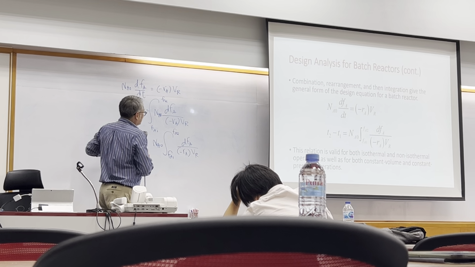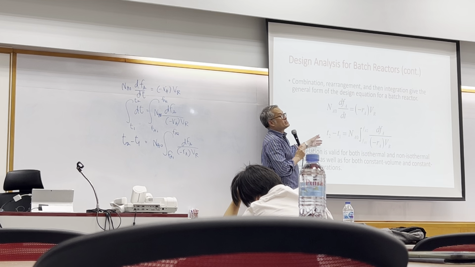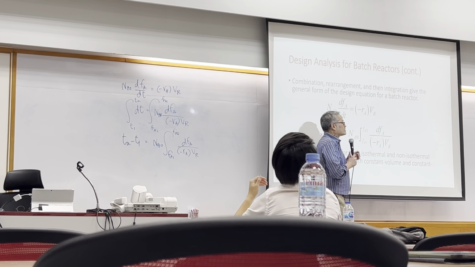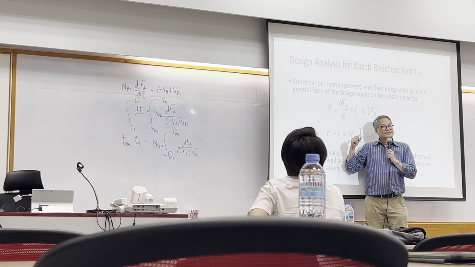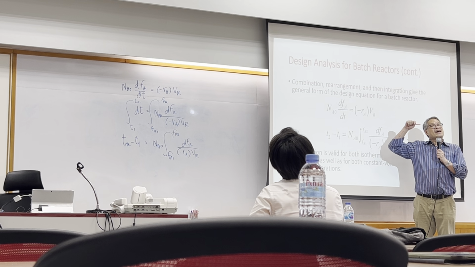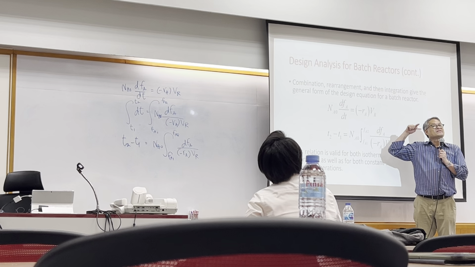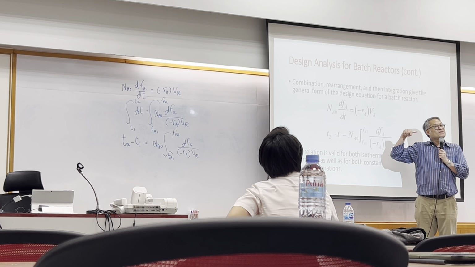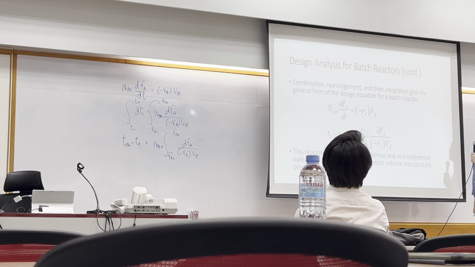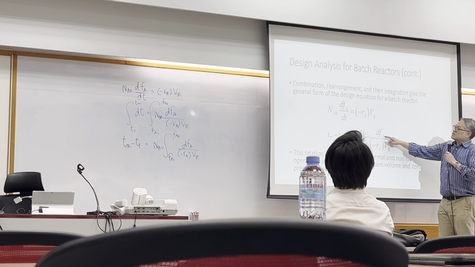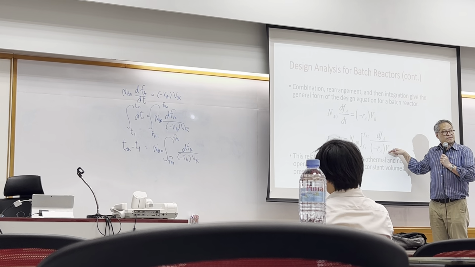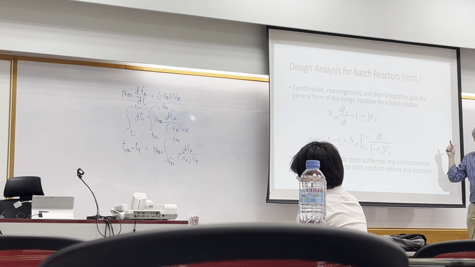Okay, so this would be the general design equation for the batch reactor. For batch reactor, we focus on time, because we want to know how long we have to leave the content inside the reactor to achieve a certain conversion. So time is the main variable that we want to know. And you see that minus RA and VR is inside the integral. So this one is generic.